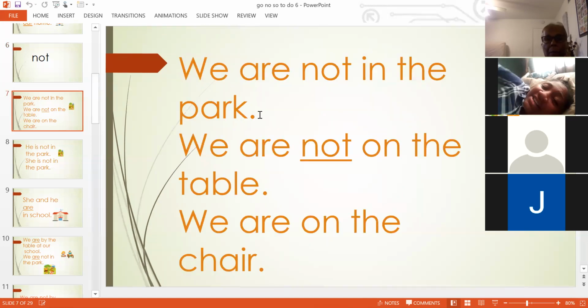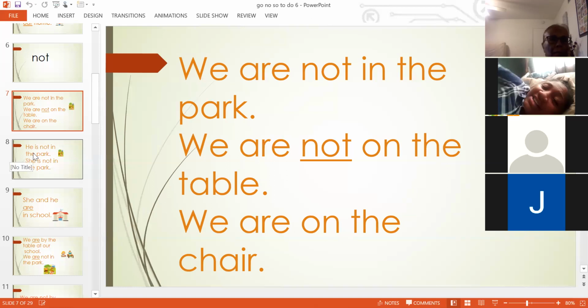We are not in the park. We are not on the table. We are on the chair. So they are understanding the difference with not and on. We are not on the table. We are on the chair. So they understand what this not means.